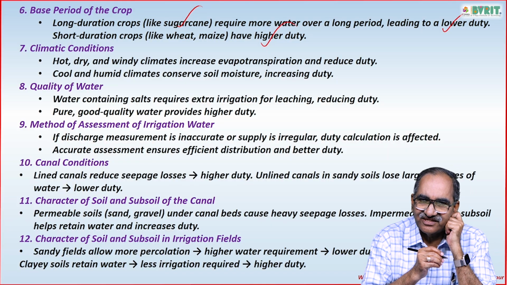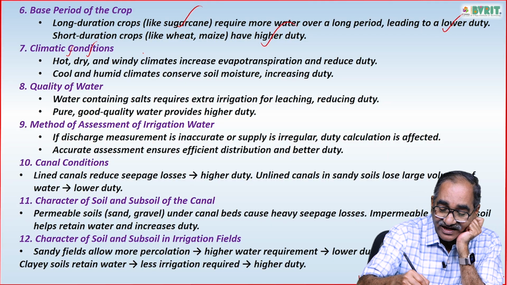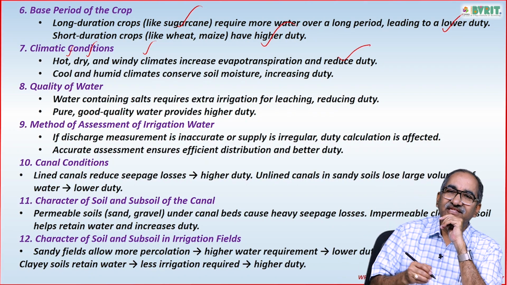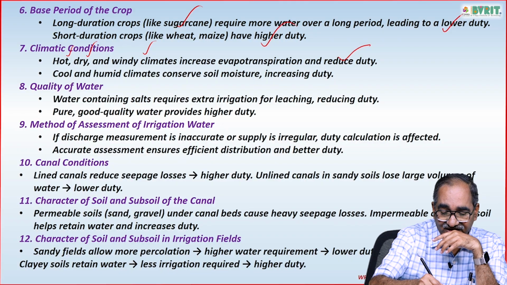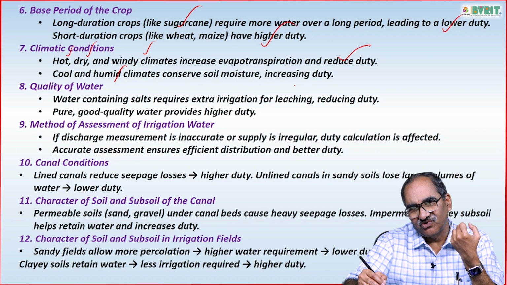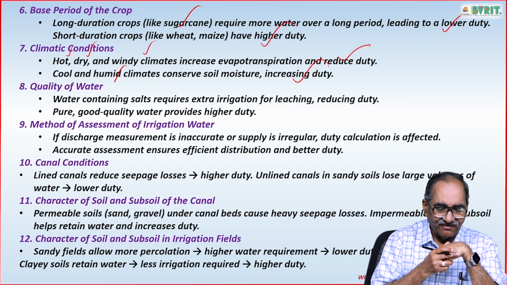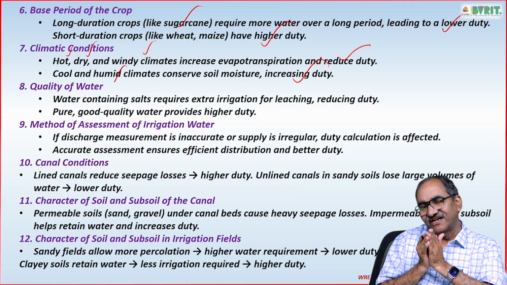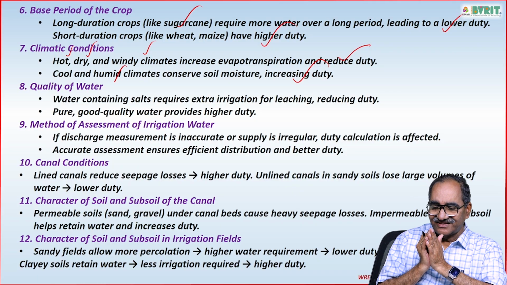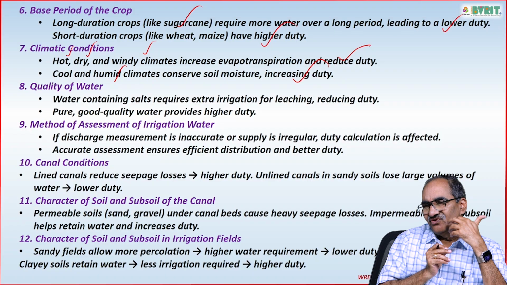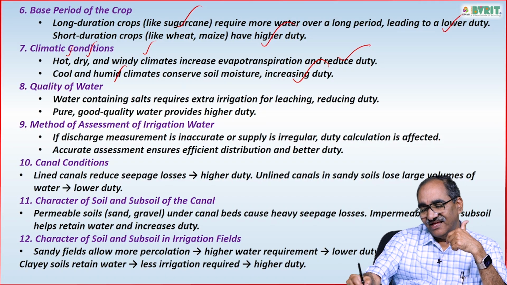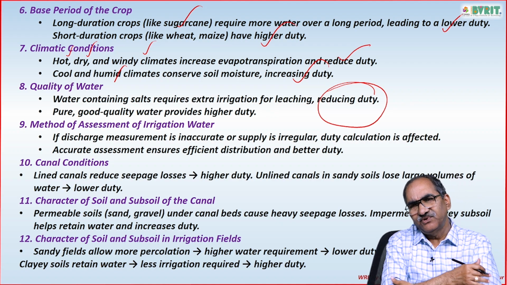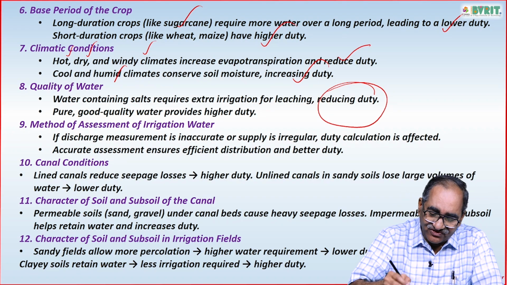Suppose climatic conditions: if the climate is hot, dry and windy, evapotranspiration is very high, that reduces the duty. Whereas in a cool and humid climate, naturally it conserves more soil moisture, it increases the duty. For example, quality of water: if the water contains salts, in such a case you require more and more water for leaching, thereby it reduces the duty. Whereas if you are supplying pure and good quality water, it gives you higher duty.